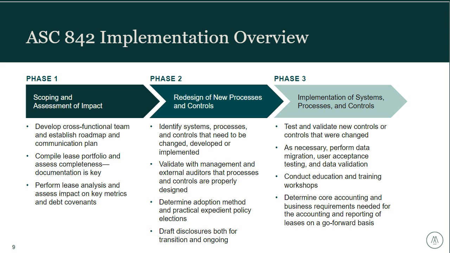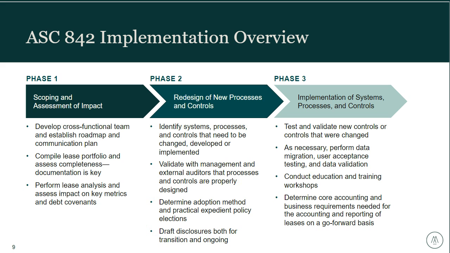And that's one thing the standard has brought out, that you have to examine all contracts to see if they meet the definition of a lease under 842. So there may be some embedded options. Again, how do you know that's happening? How are you going to identify the systems, processes, and controls that need to be changed or developed, and implement those on a timely basis?